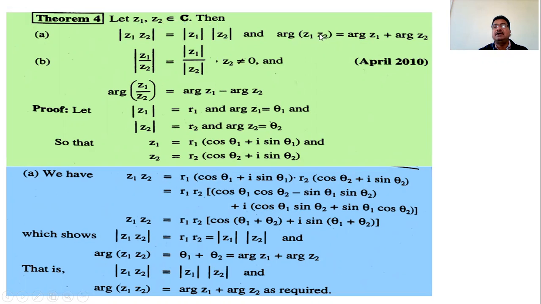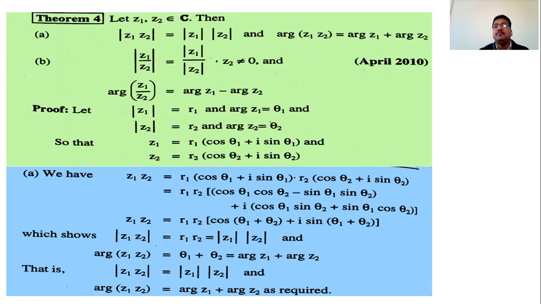So it is the conversion of multiplication into addition. And mod Z1 by Z2 is mod Z1 divided by mod Z2, where Z2 is obviously not 0. And argument of Z1 by Z2 is what? Argument of Z1 minus argument of Z2. That is the conversion of division to subtraction and conversion of multiplication to addition. This argument behaves like a logarithmic function.